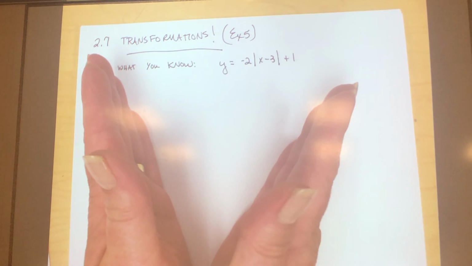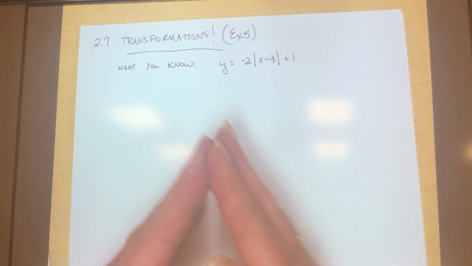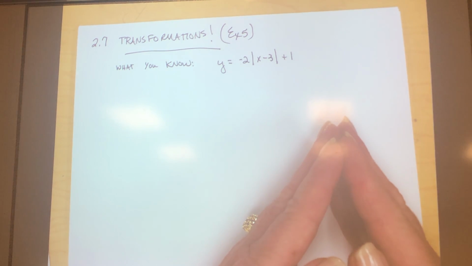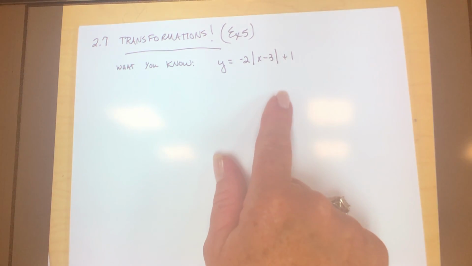Alright, he just took that V from opening like this and made him open like this. Okay? So what does that minus 3 do to him? Makes him move to the right 3. Boom. What does that plus 1 do to him? Makes him go up 1. Okay? Very good. So see, you already know about transformation.